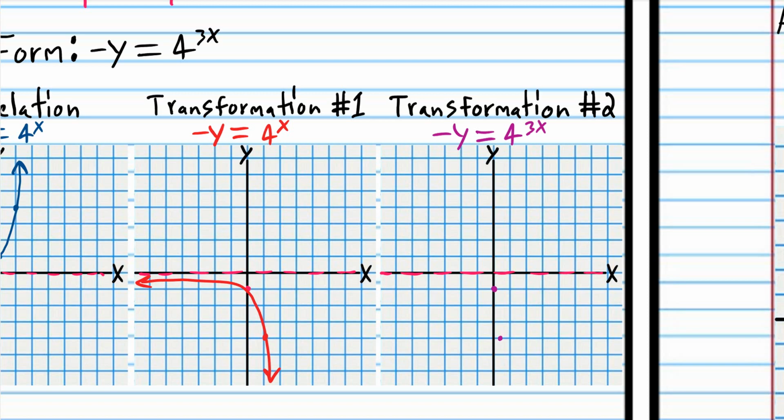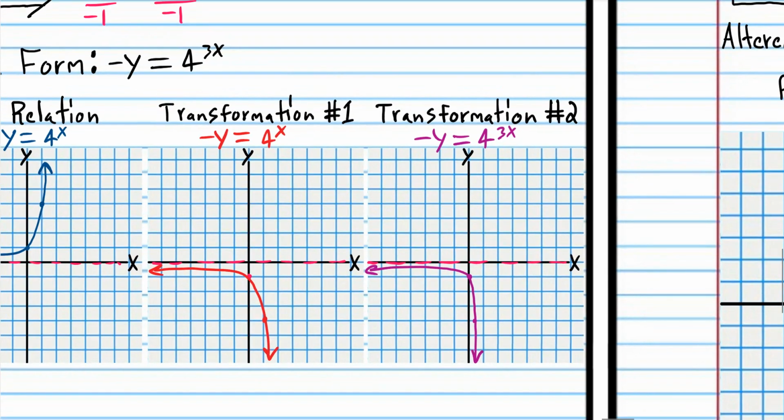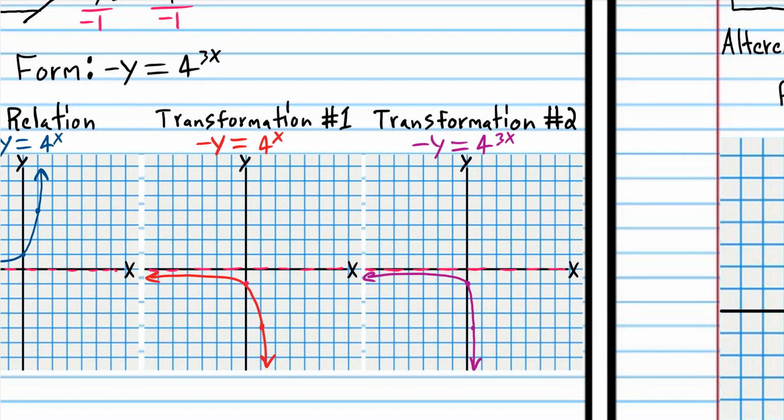And let's see if we can plug in any other values. It doesn't look like other values are going to be easy to find, so we can just connect the dots, and there you go. So that was a horizontal compression, meaning we pushed the graph inwards this way, and we pushed it inwards this way.